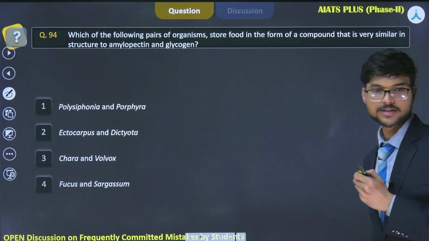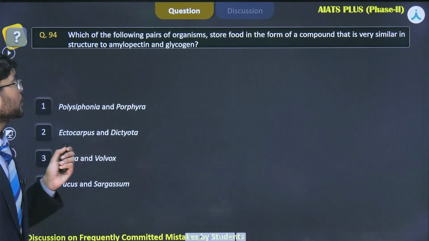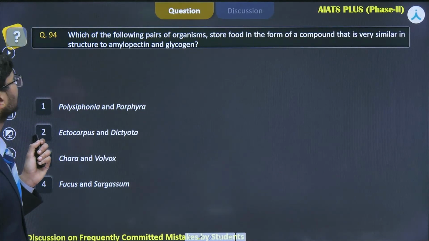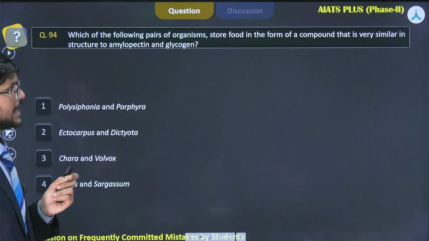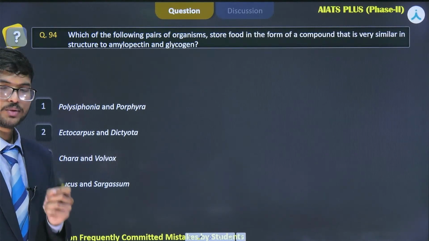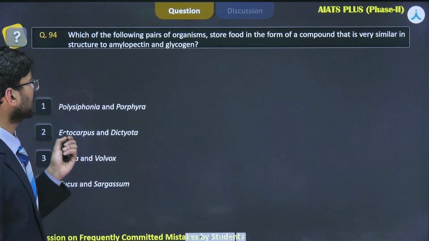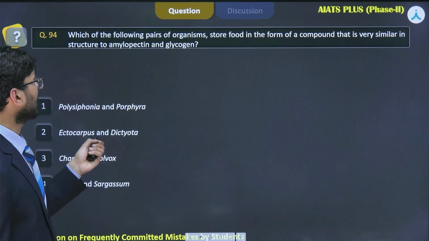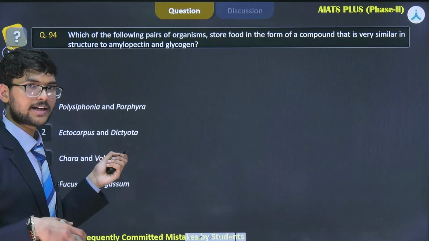Let's move to the next question, that is question number 94. Okay. So, the 94th question is: which of the following pairs of organisms store food in the form of a compound that is very similar in structure to amylopectin and glycogen? So, this question is from the plant kingdom, and we have to answer whether these organisms contain some storage material which is very similar to amylopectin and glycogen.